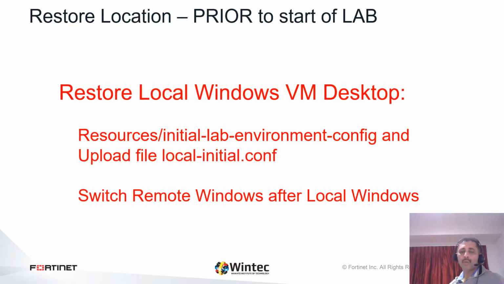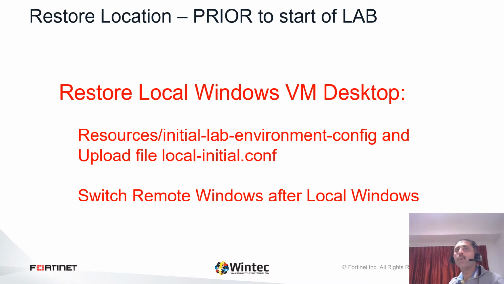For those of you who are using either the virtual instance, the RDP version, or your instant machine, it is essential that prior to starting this lab you restore the original file to the local FortiGate firewall from the folder on the local virtual machine VM desktop. It's located in the folder resources, initial lab environment config, and upload the file local-initial.config to the local FortiGate. Now the file will reset all firewall conditions and you will not have a problem in the network if you configure the details as per instructions.